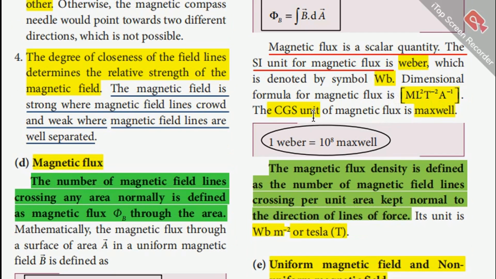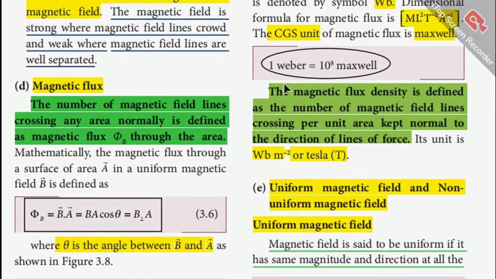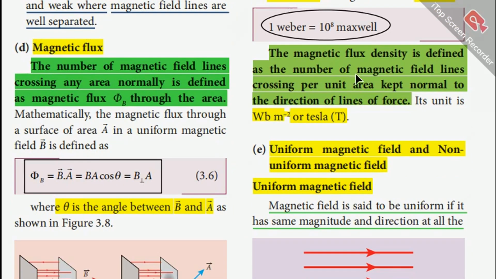What's the CGS unit for magnetic flux? It is Maxwell. And the relation between Weber and Maxwell is given by this: 1 Weber equals 10 power 8 Maxwell.